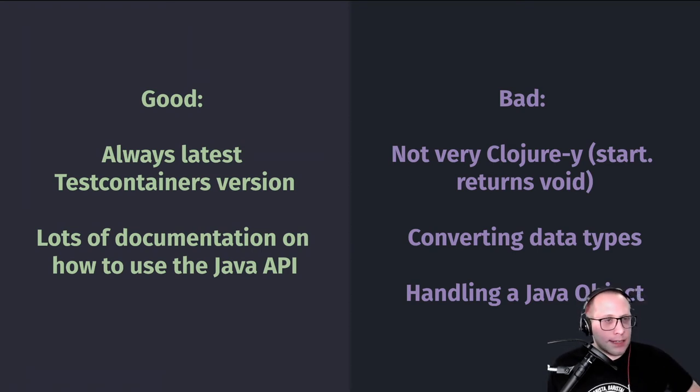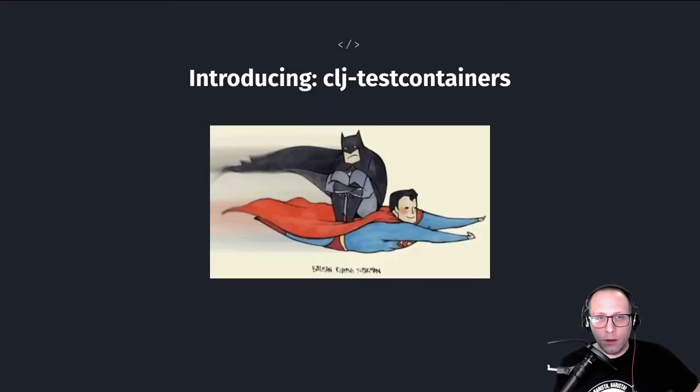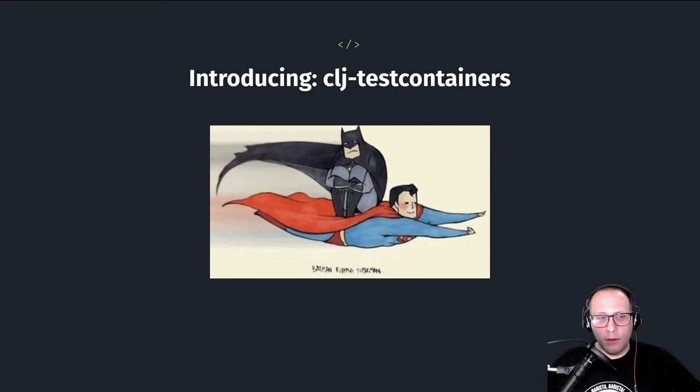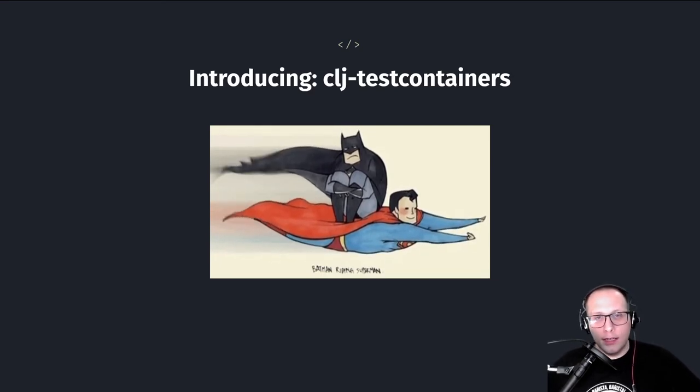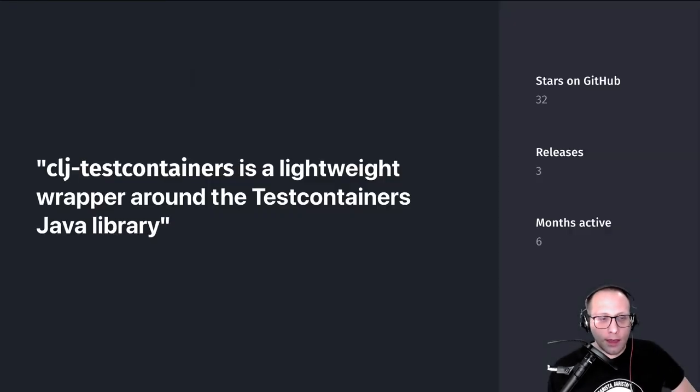So I need Testcontainers for a Clojure project I'm working on. And after some time, I got a little tired of the Java interop. So I decided, why not try and create a small wrapper? And this is what CLJ Testcontainers is. It's a lightweight wrapper around the Testcontainers Java library. It has only 32 stars on GitHub, not 4,400, only 3 releases, and it's only active for 6 months. So it's a very small project, and yeah, it's just a wrapper.